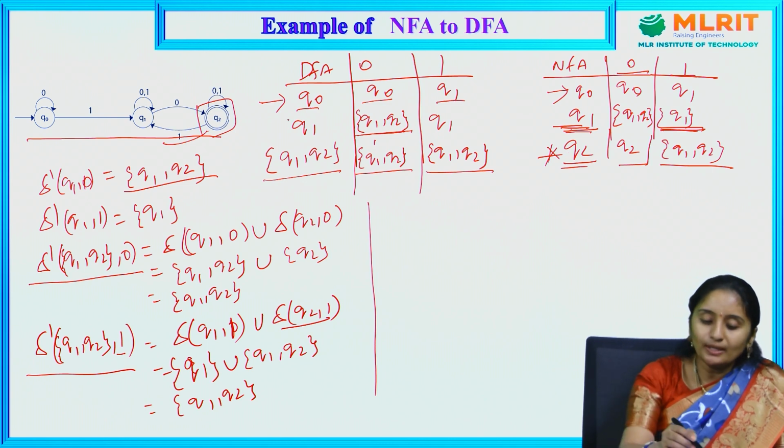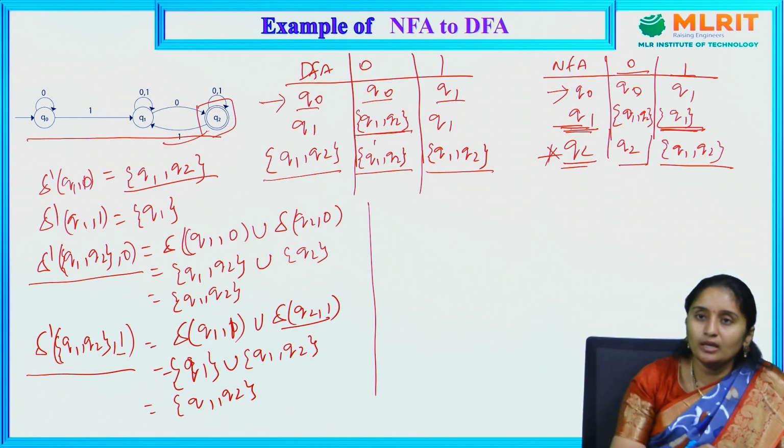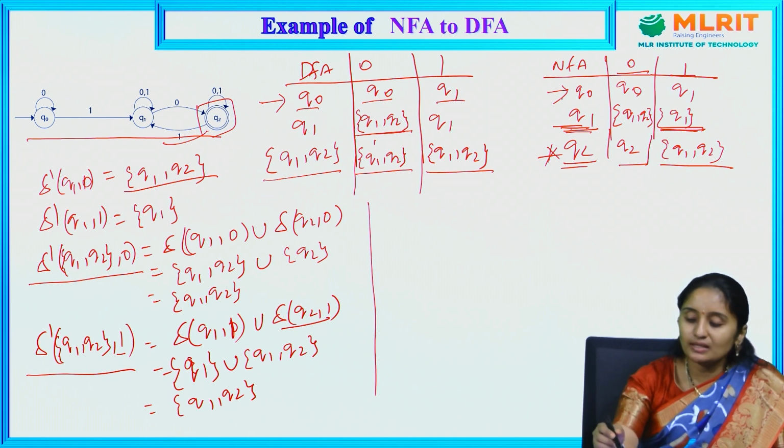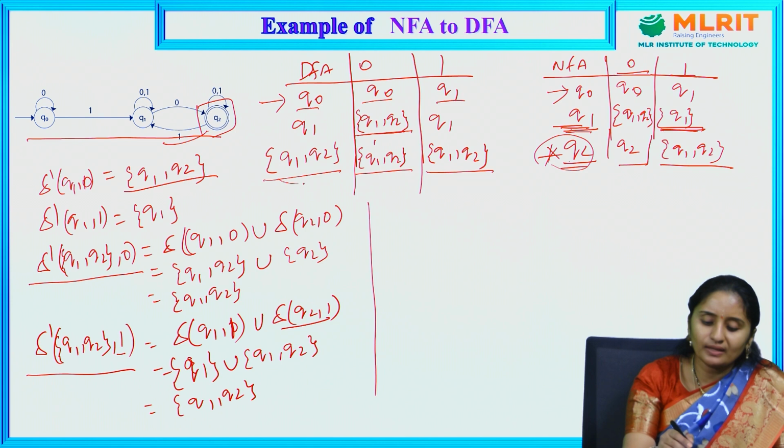Now coming to the DFA diagram, what is the initial state? Q0 is my initial state. What is the final state here? In my NFA diagram, the final state is Q2. What we have discussed is that wherever you find Q2 in any state, all those states are final states. So let me check here what final state I have.